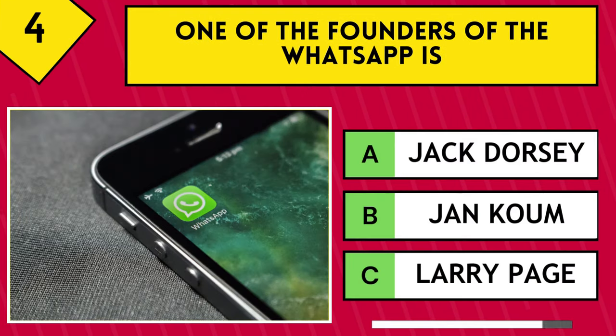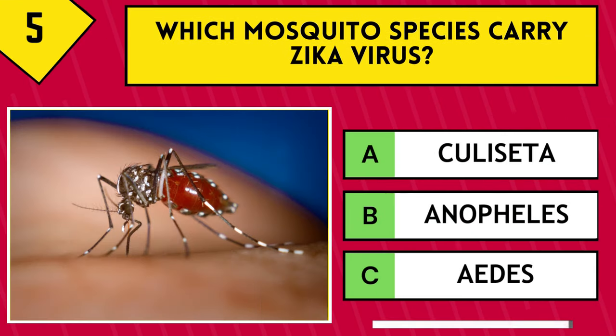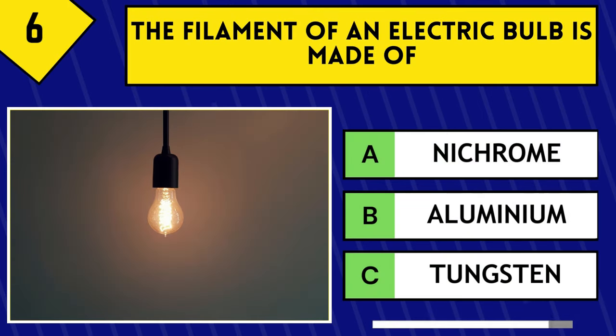One of the founders of the WhatsApp is. Which mosquito species carries Zika virus? The filament of an electric bulb is made of.